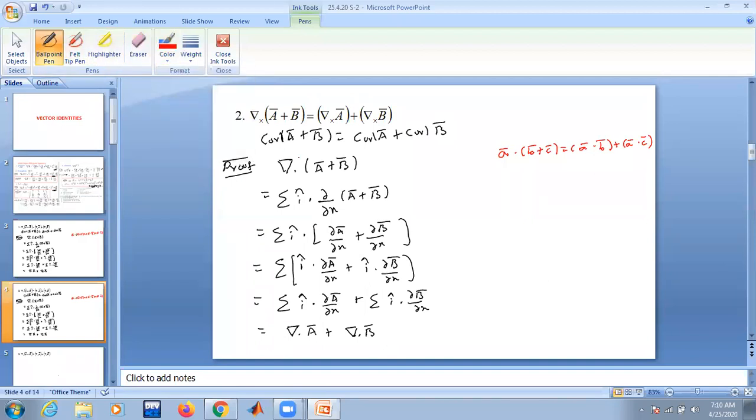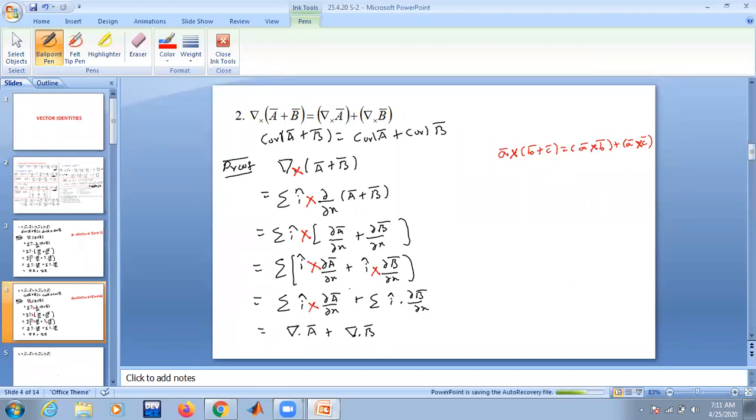What is the LHS? Del cross a bar plus b bar. According to the curl definition, this is sigma i cross dou by dou x of a bar plus b bar. Again, apply derivative to each term. Like the dot product, the cross product is also distributive: a cross (b plus c) is a cross b plus a cross c. Therefore, I can write it as i cross dou a bar by dou x plus i cross dou b bar by dou x, and apply the sigma summation to each term.